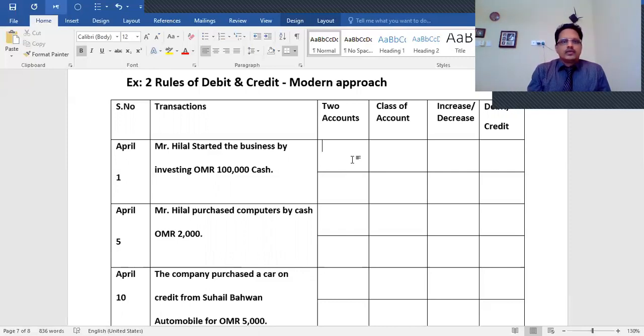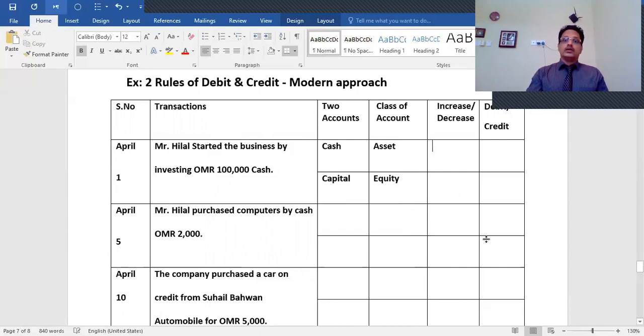Now, Mr. Hilal started business by investing 100,000 cash. You know already, two accounts are cash and capital. Whoever starts business, whether it is Zahran or Hilal or Fatma or anyone, the two accounts are cash and capital. So now tell me, cash is an asset. Cash is an asset and capital is equity or capital. Both are the same. You can write equity.